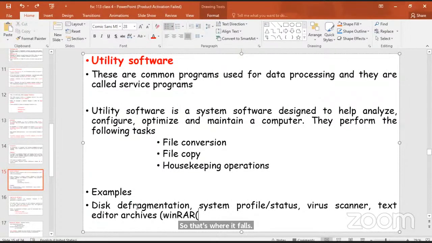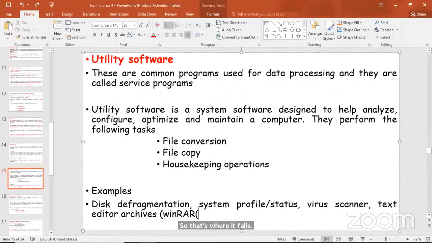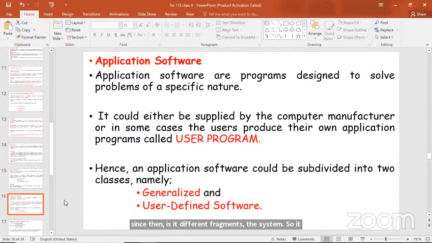Sorry. My system is lagging a bit. So I need to defragment the system so you can see the application.